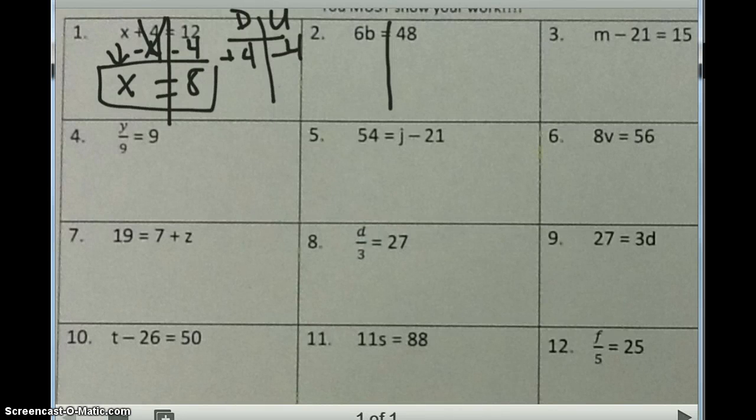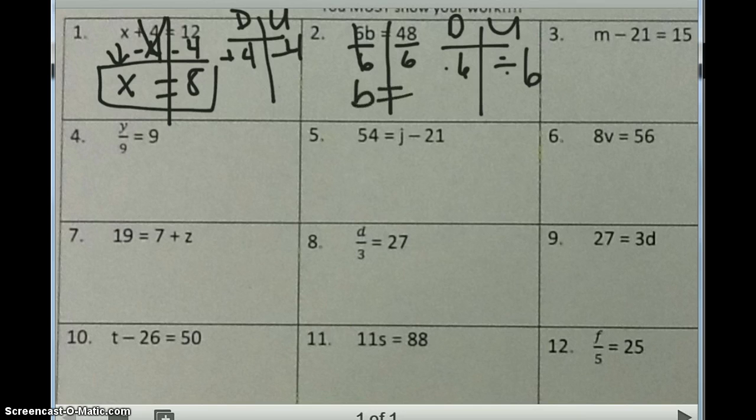Draw my line down at the equal sign, and I look, what is that? What's happening to the b? Well, b, it's multiplying by 6. How do I undo multiply by 6? Yep, I divide by 6. So I draw a dividing line. 6 divided by 6 is 1. So I can just write down the b. I don't even have to write the 1 because of that multiplicative identity property.